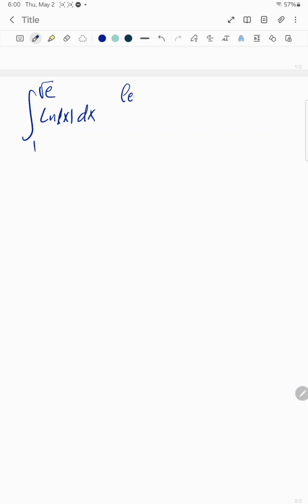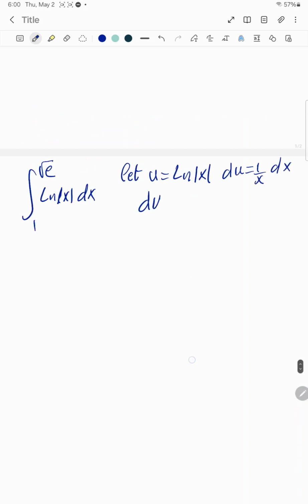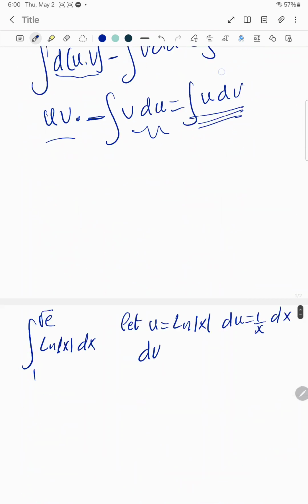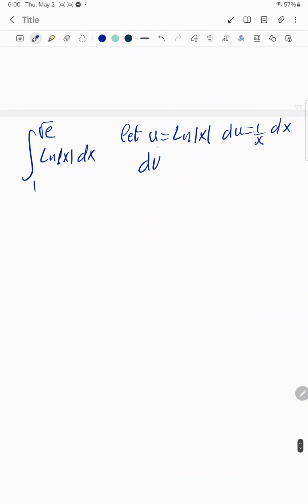I say let u equal ln of x. Then du equals 1 over x dx, because the derivative of ln of x is 1 over x. And then I take my dv, because in my formula I have u dv and I have du, so I would need u and du and dv. And my dv is equal to my dx. The antiderivative of dv is v and the antiderivative of dx is x. So my v is equal to x.